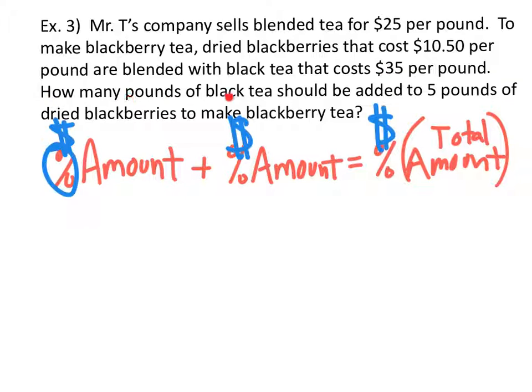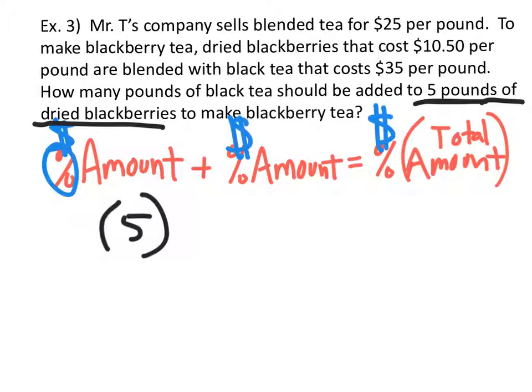So the question is, how many pounds of black tea should be added to 5 pounds of dried blackberries to make blackberry tea? I know that sounds very confusing, but let's go to the actual question. How many pounds of black tea should be added to 5 pounds of dried blackberry? All right, so I want to have the blackberries and the 5 pounds right here. So I'm going to put 5 pounds right there. And instead of percent, we have dollar signs in front. I got the 5 pounds from here, the 5 pounds of the dried blackberries.